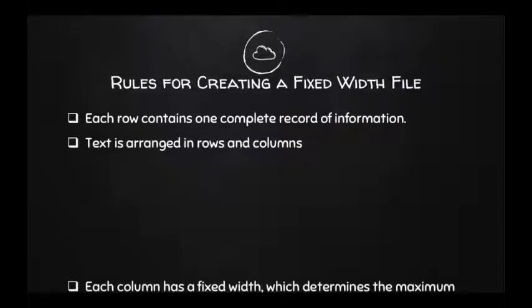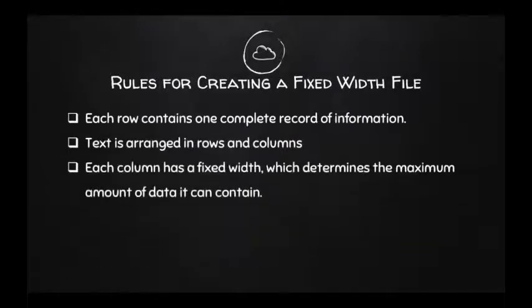Our text is going to be arranged in rows and columns. So products going across for the row, and the columns are going to be the individual fields for our product. Each column has a fixed width, which determines the maximum amount of data it can contain. So if your width is set for 50, say for product name, you won't be able to put a product name in there greater than 50.